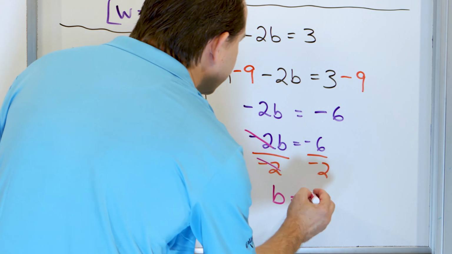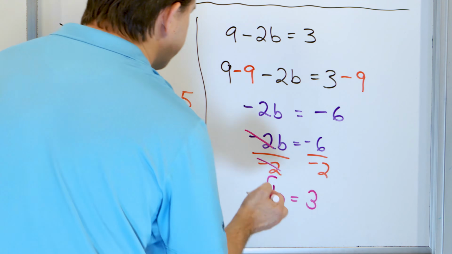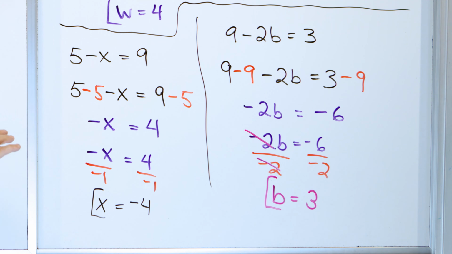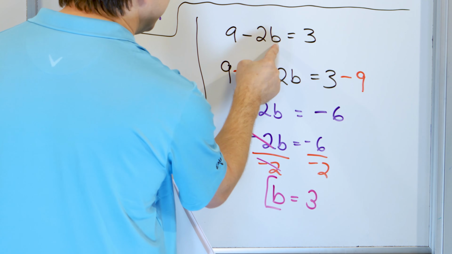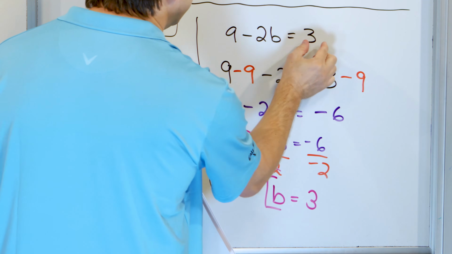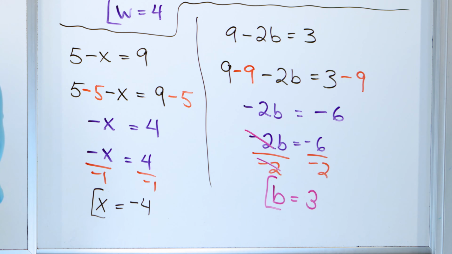6 divided by 2 is 3. Negative divided by negative is positive. So I get an answer of positive 3, and that's the final answer. And you can check yourself, put a 3 in here. 2 times 3 is 6, and then 9 minus the 6 is 3. And so that is the correct answer.